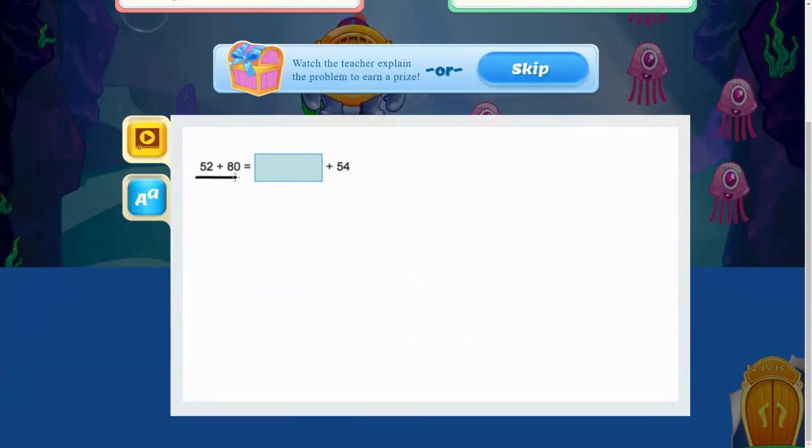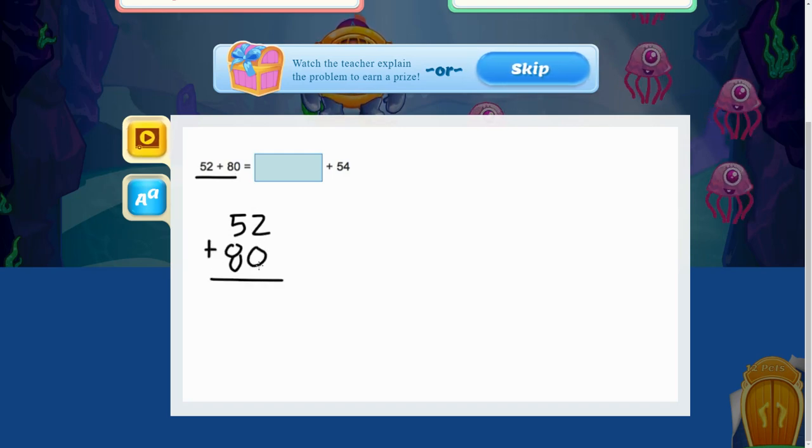First, we're going to solve 52 plus 80. We have 52 plus 80. We always start with our ones place first, so we have 2 plus 0 equals 2. 5 plus 8 equals 13, so now we have a 1 here in our hundreds place.